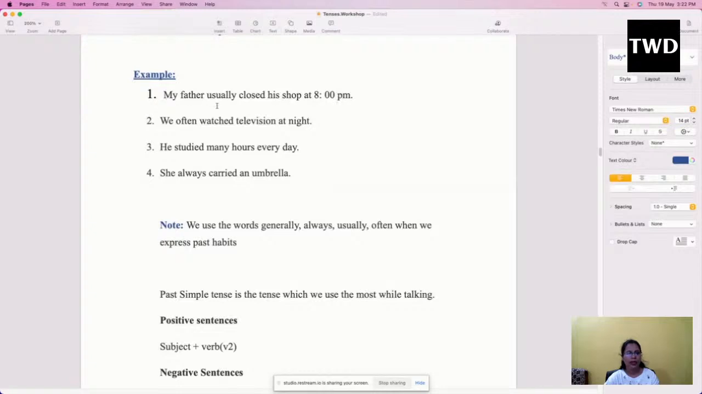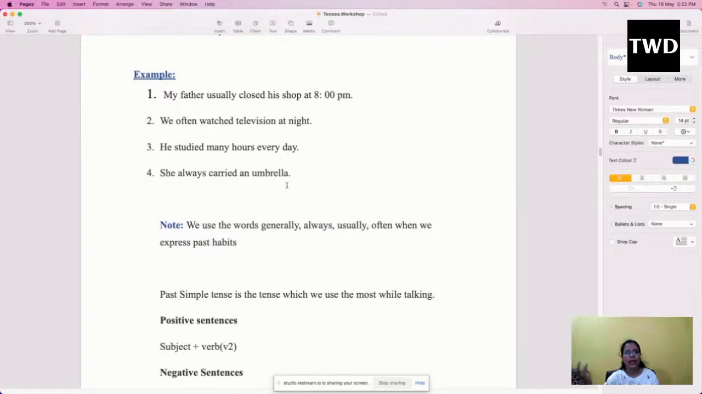Daily, and that's why we have used "usually" here. My father usually closed his shop at 8 p.m. We often watch television at night. Yes, he studied many hours every day. She always carried an umbrella.